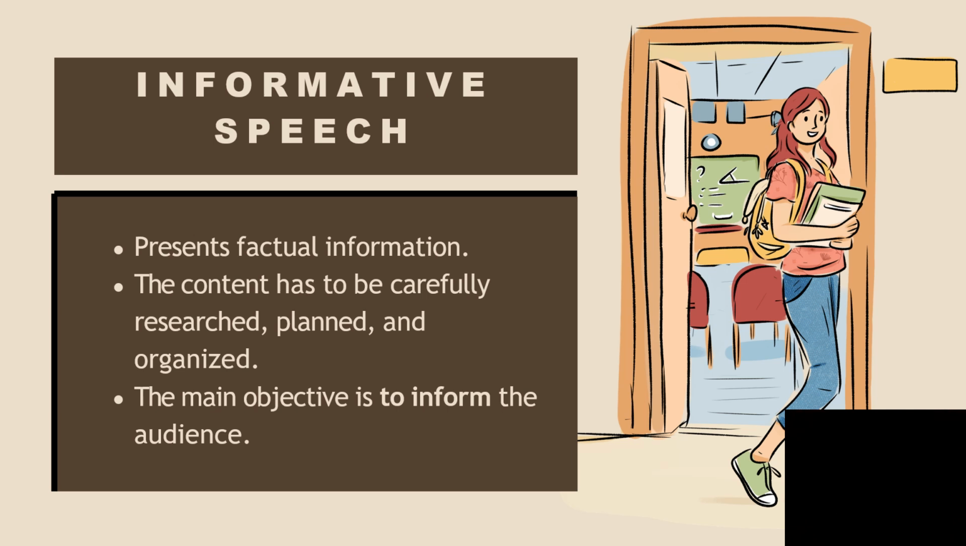Informative speech. An informative speech is one where the speaker intends to educate their audience on a specific topic. It presents factual information where the content has to be carefully researched, planned, and organized. The main objective is to inform the audience. That's why it's called informative speech. Here, the goal of the speaker in such a speech is to take a complex subject matter and present information that allows the audience to better understand or learn the topic. That's informative speech.